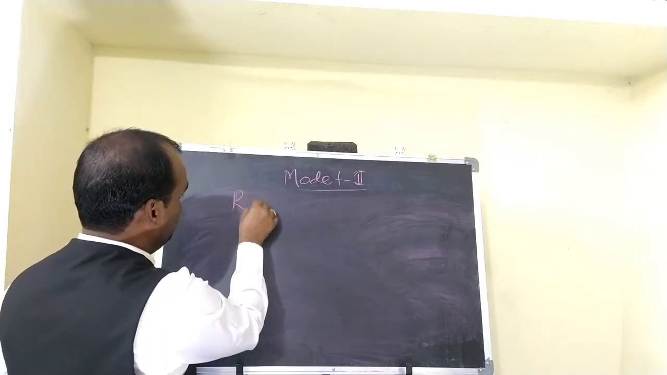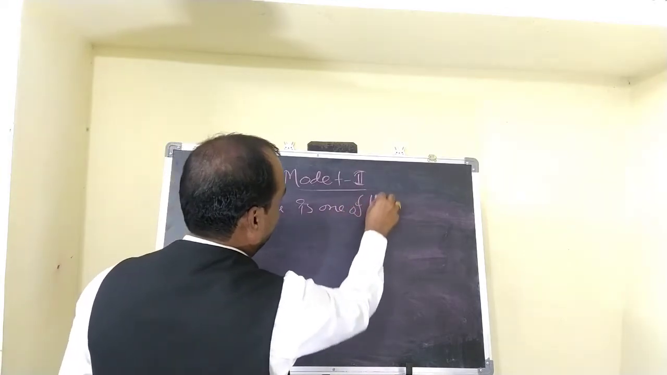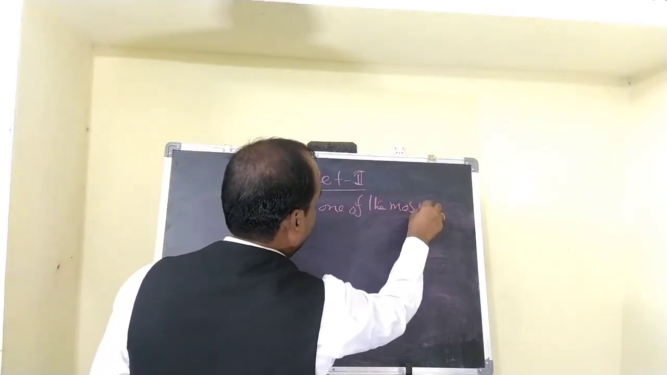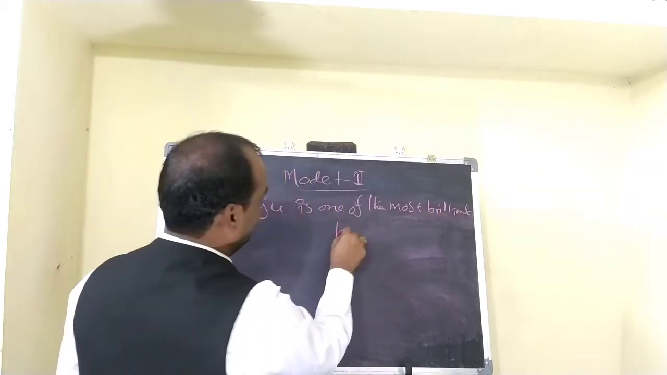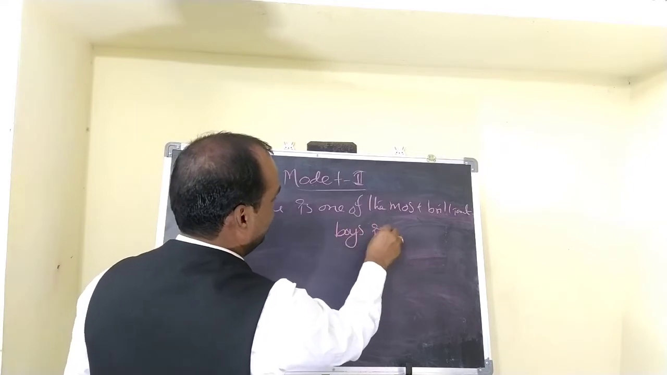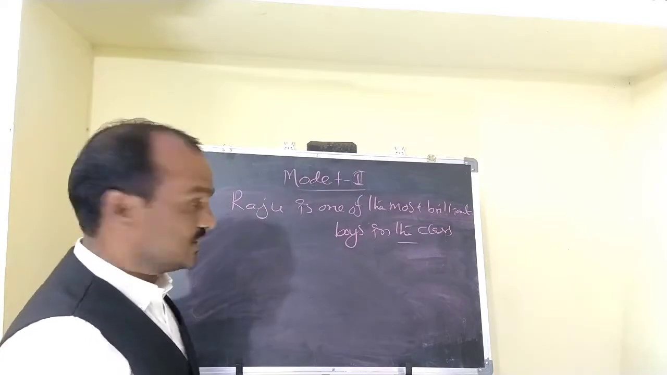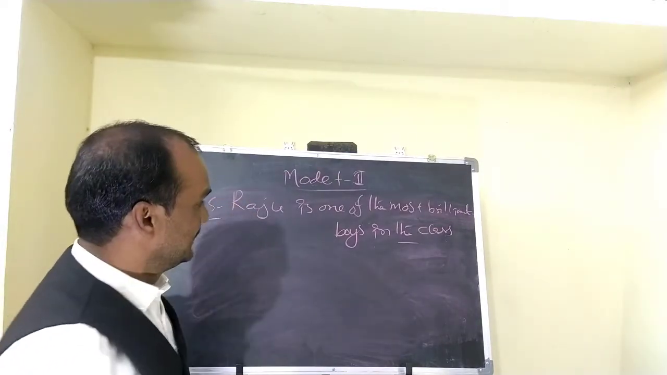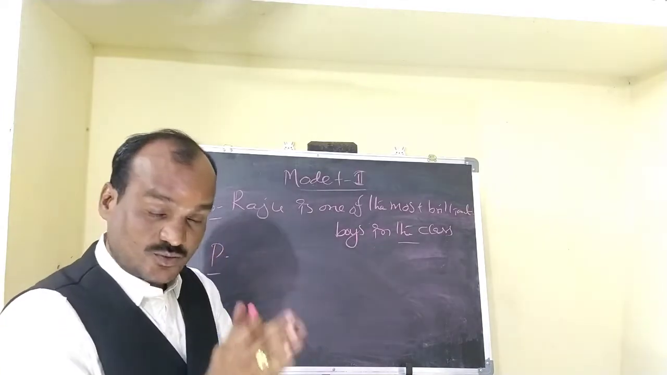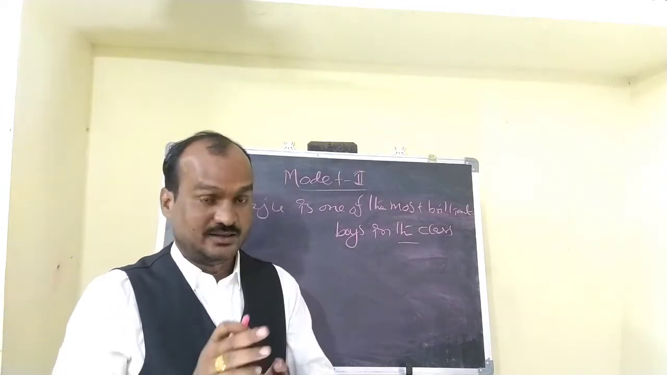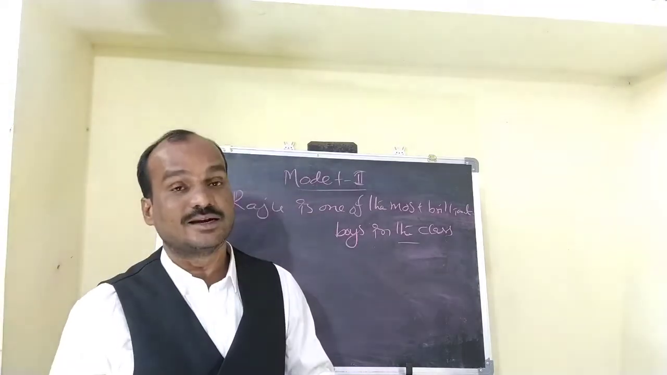Raju is one of the most brilliant boys in the class. On seeing this model, we can ensure that this sentence is in the superlative degree. So how can we change it here? Raju is one of the... he is not only the cleverest, right? He is one among all other clever boys.